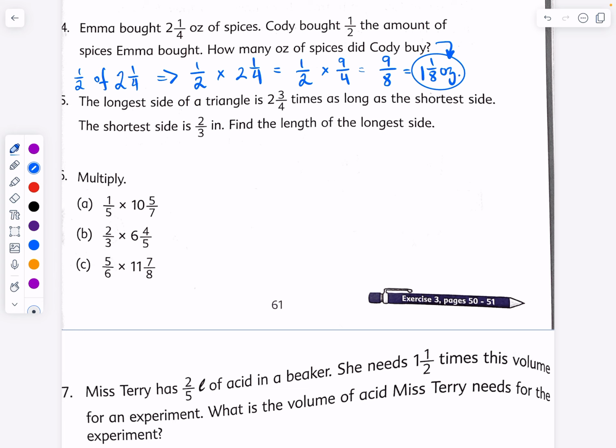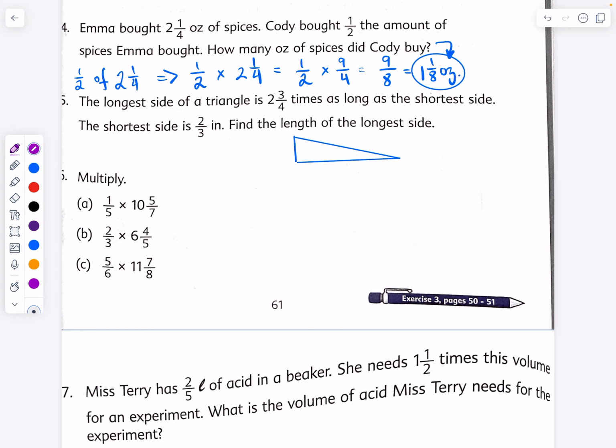Now, number 5 is very interesting. I like that problem. The longest side of a triangle is 2¾ times as long as the shortest side. The shortest side is 2/3 of an inch. Find the lengths. My friends, this problem cannot be solved without a nice picture. So let's make a triangle with different sides, roughly something like that.